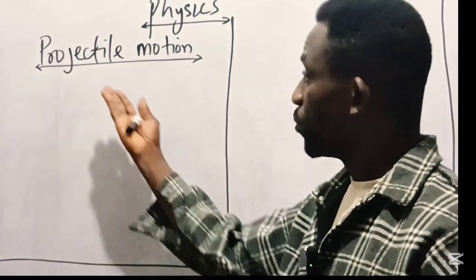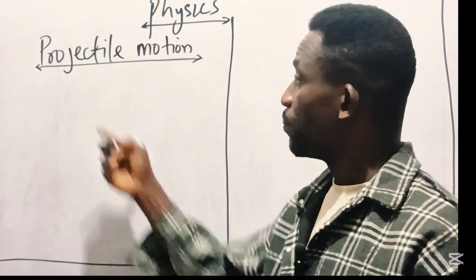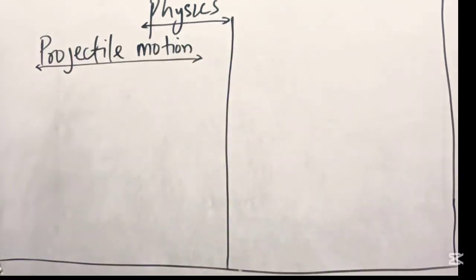Now, since a projectile is a body that is thrown upward, it requires initial velocity. Projectile motion exhibits a parabolic path, hence the trajectory.